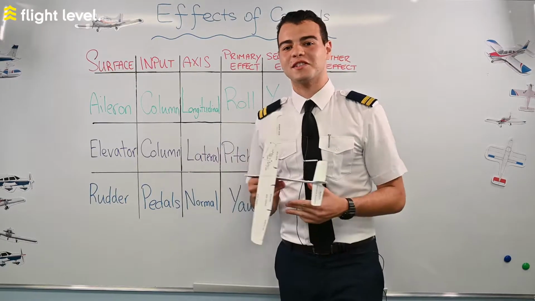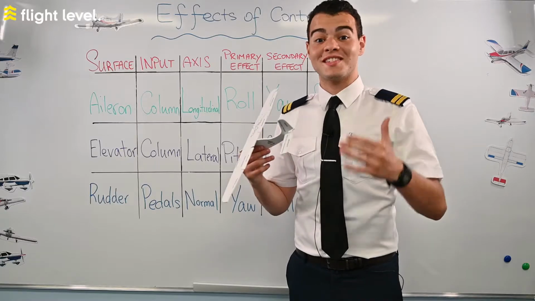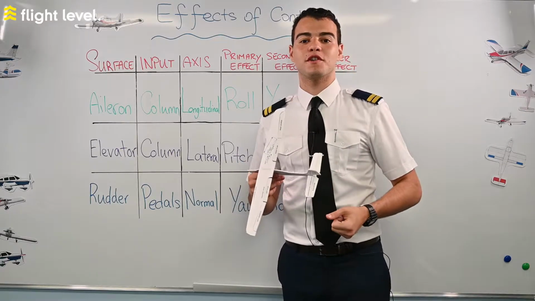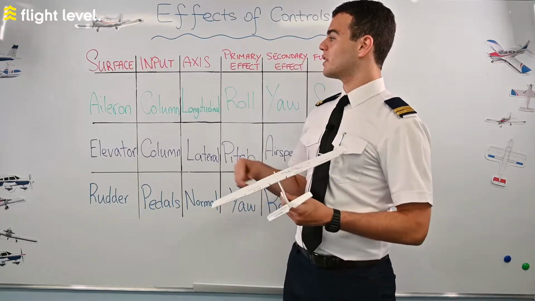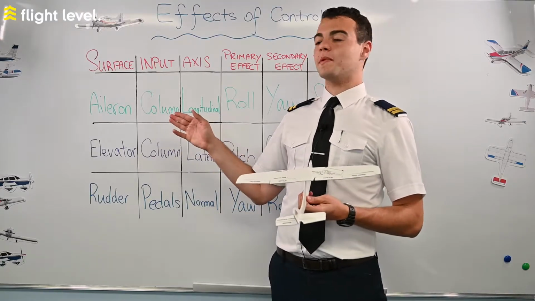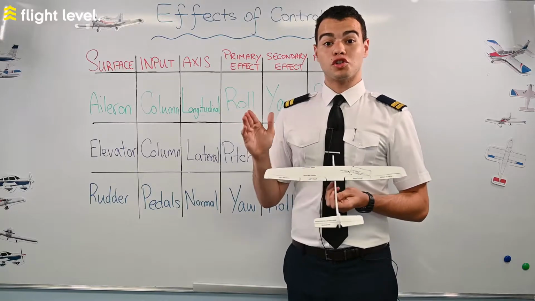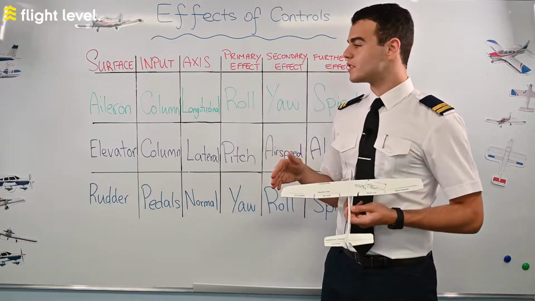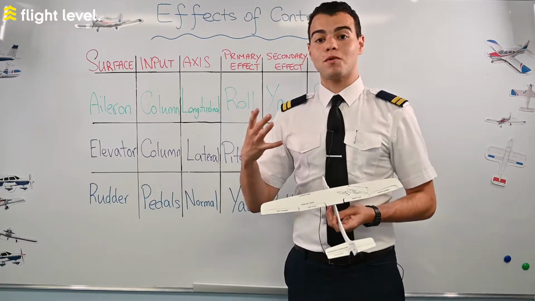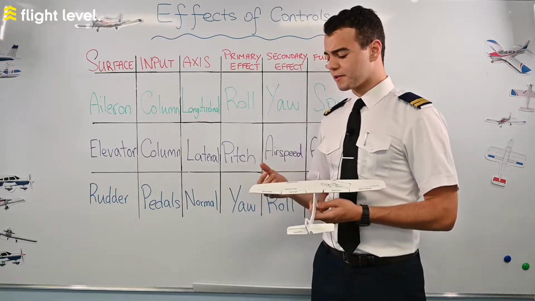Let's talk about the effects of controls, in particular looking at the secondary and the further effects of each control. We'll start with the aileron, controlled with column input, so control column. It controls the aircraft on the longitudinal axis, as we mentioned, and the primary effect is roll. But what about the secondary effect?